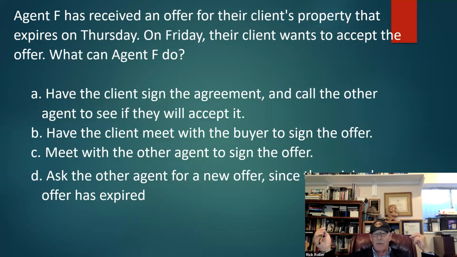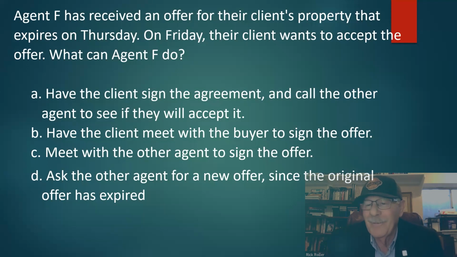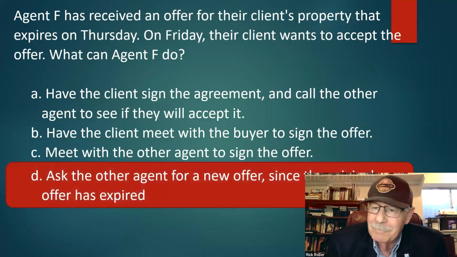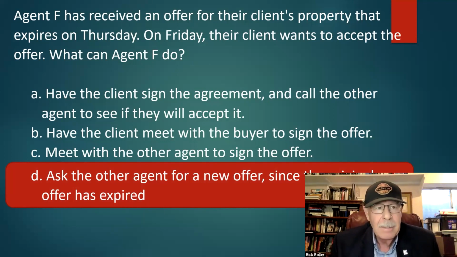B, have the client meet with the buyer to sign the offer. Well, okay, I don't care, but that's still too late. The offer's already expired, right? Expired, yes, on Thursday. This is Friday. C, meet with the other agent to sign the offer. Well, the agents can't sign the offers. D, ask the other agent for a new offer since the original has expired. Well, out of all those, what do you think? You've got to go with D, guys, because these dates are kind of written in stone, and if they need to be changed, they need to be changed in writing with an addendum, which we're going to talk about a little bit right now.